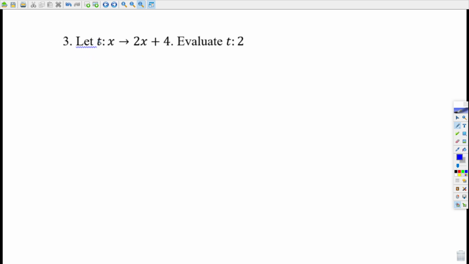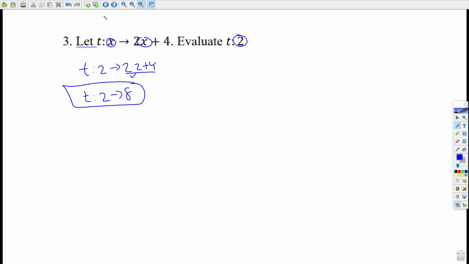Let t map x onto 2x plus 4. Evaluate t maps 2. It's a weird way to say that. Here they want you to actually plug in 2 for the x values. If we use the same notation, it would be t maps 2 onto 2 times 2 plus 4. Whoops, put t, not f. T maps 2 onto, and you just evaluate this: it becomes 4 plus 4, which is 8. And that would be your answer.